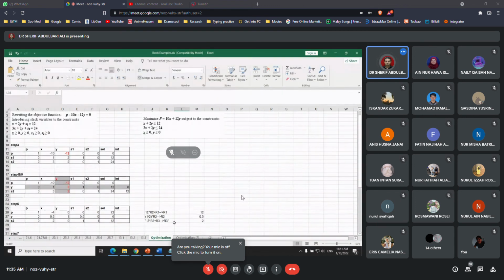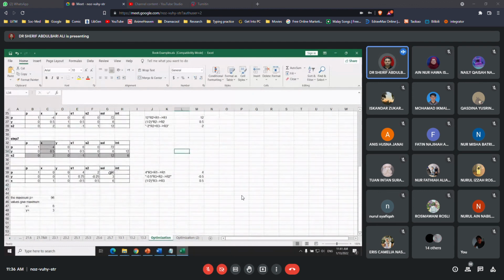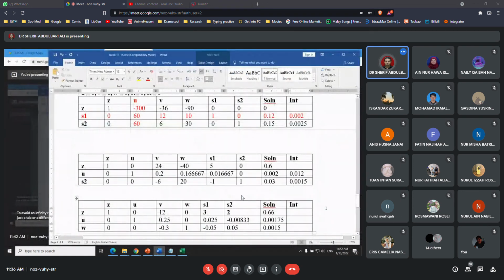In the previous optimization, we are saying you are going to maximize the objective function, to be maximized with the value of 96 when x is equal to 6 and y is equal to 3. In our case here, what are you going to tell, what are you going to say?